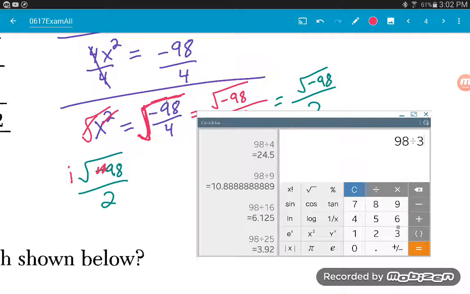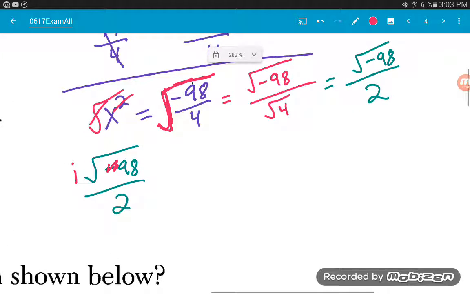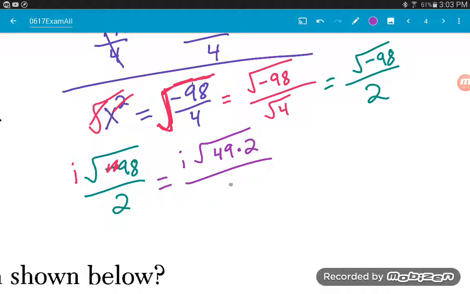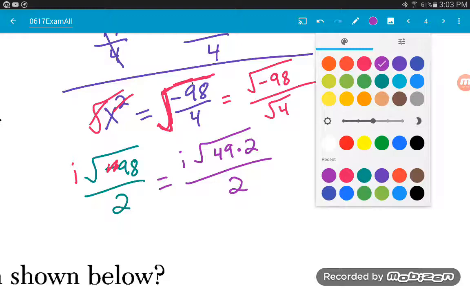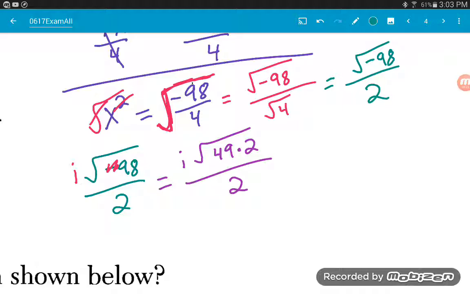6 times 6 is 36. Not yet. Next, 7 times 7 is 49. Just 49. Okay, 49. Since it's divisible by 49, and 49 is a perfect square, I'm going to break it up. So this is equal to i square root of 49 times 2 over 2. The great thing about this is 49 times 2 is equal to 98, so we haven't changed anything, just what it looks like. And the square root of 49 is 7. So I can rewrite this whole thing as 7i radical 2 over 2.